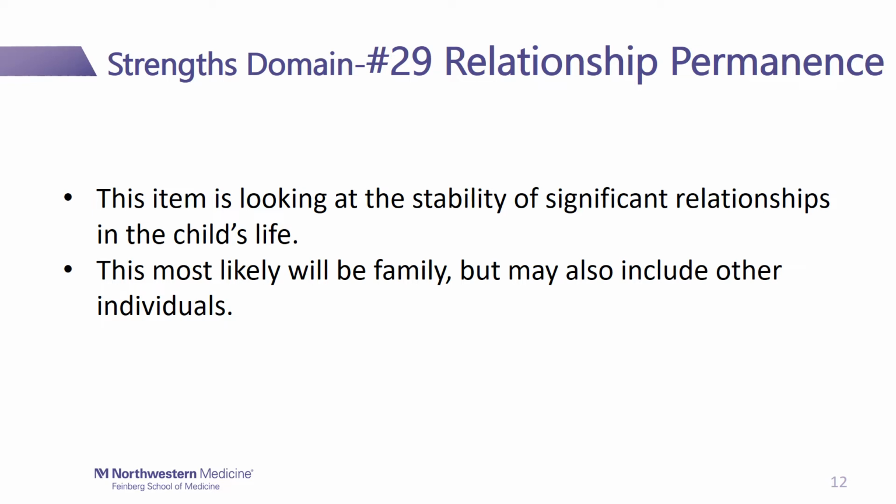A 1 is a child who has had stable relationships, but there is some concern about the stability in the near future due to things such as transition, illness, or age. A child who has a stable relationship with only one parent may be rated here. A 2 is a child who's had at least one stable relationship over their life, but has experienced some instability due to death, divorce, moving, or removal from home. And a 3 is a child who has had no stable relationships.